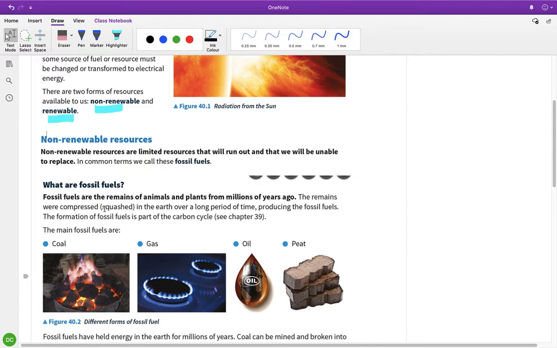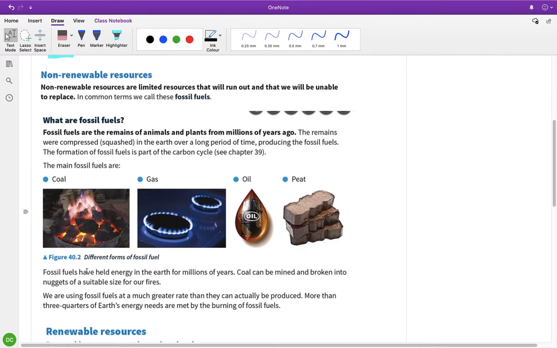The fossil fuels are coal, gas, oil, and peat, and to get them out of the earth, generally speaking, they're mined. They dig into the earth. Fossil fuels have held energy in the earth for millions of years. The oldest ones will be millions of years, but even the new ones, I'm using inverted commas, you'd need a couple of thousand years of compacted earth to generate that energy in the ground.